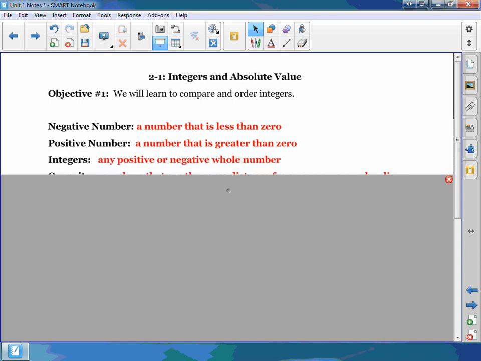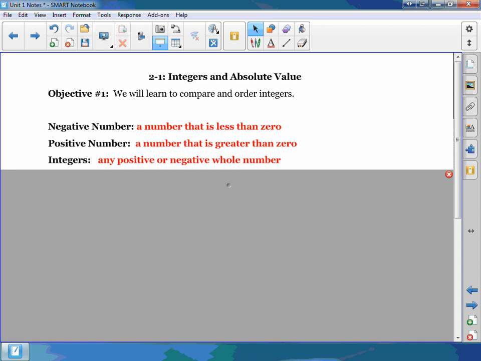Now, integers are simply any positive or negative number. But the number has to be a whole number. So, for instance, 1, 2, 3, 4, or -1, -2, -3, -4, those are all examples of integers. But if I start incorporating decimals, fractions, mixed numbers, things like that, then they're not considered integers. 1.5 is not considered an integer. 3 1/2 is not an integer. -2 3/4 is not an integer. So it must be a whole number in order for it to be considered an integer.